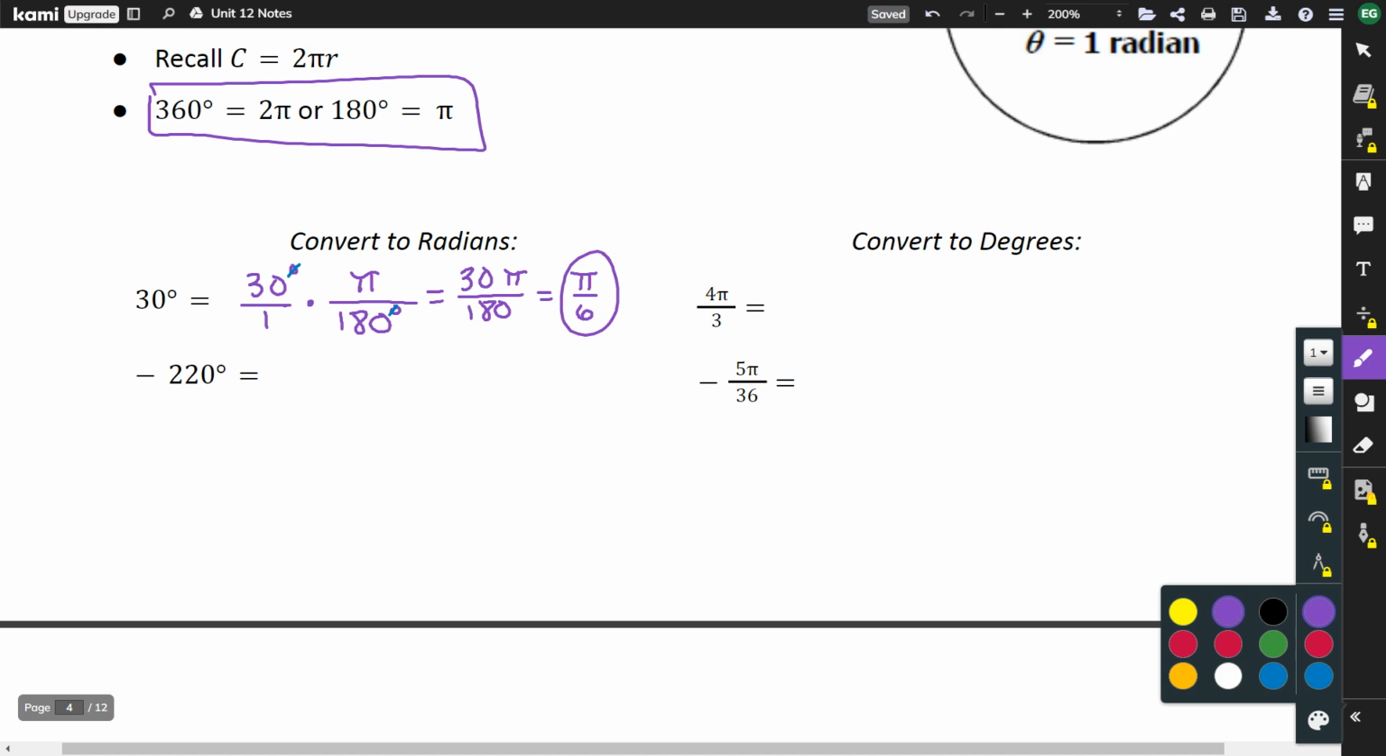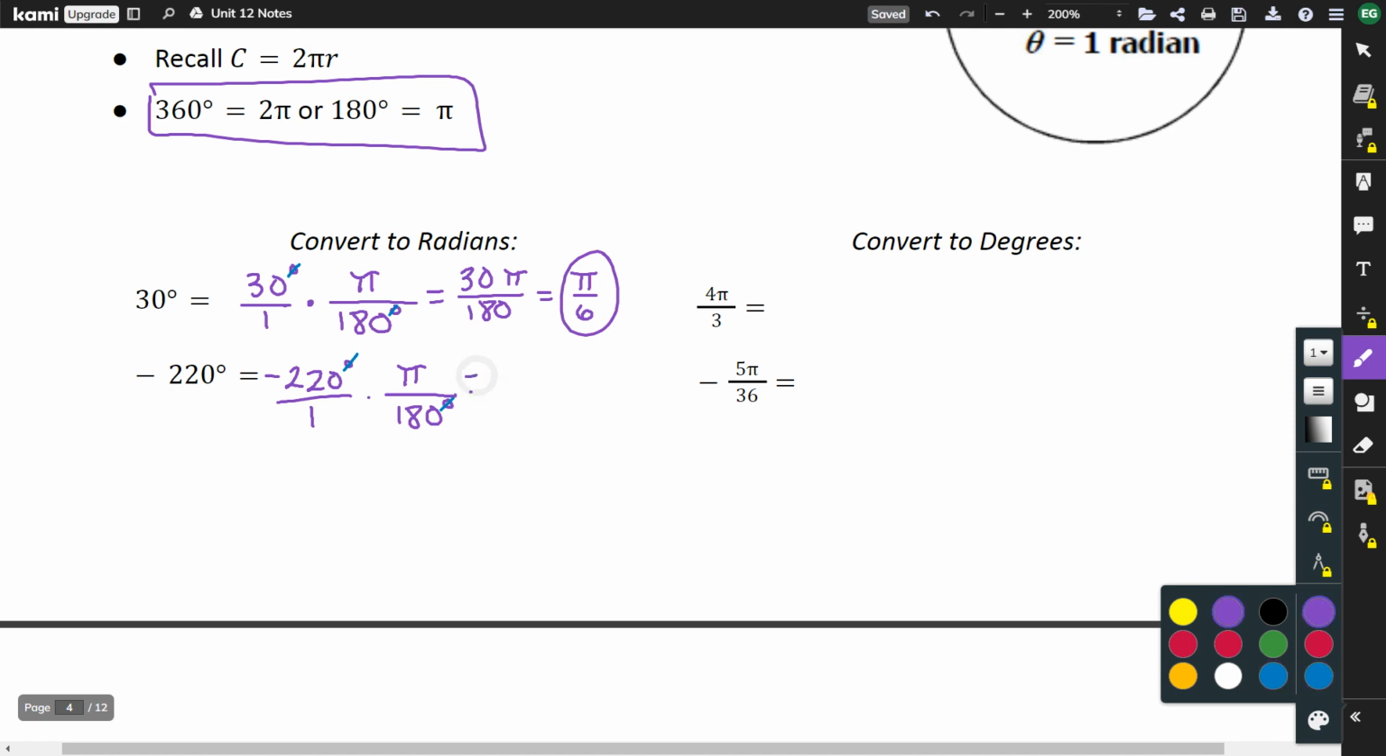All right, let's say we have negative 220 degrees. I'm going to do the same thing. I'm going to put negative 220 over 1, and I'm going to multiply it by pi over 180. Pi goes on top because that's the unit I want to finish in. Degrees goes in the denominator because I want these degree units to cancel each other out.